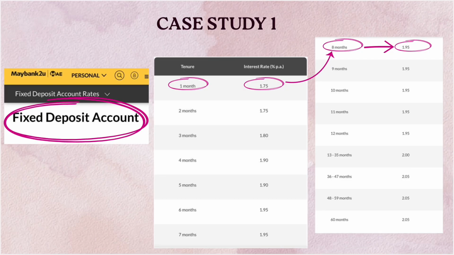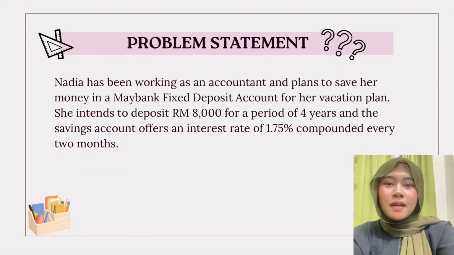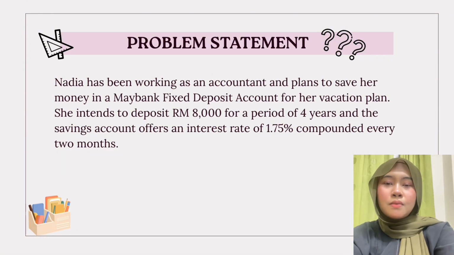The problem statement is Nadia has been working as an accountant and plans to save her money in a Maybank fixed deposit account for her vacation plan. She intends to deposit RM8,000 for a period of 4 years, and the savings account offers an interest rate of 1.75% compounded every 2 months.